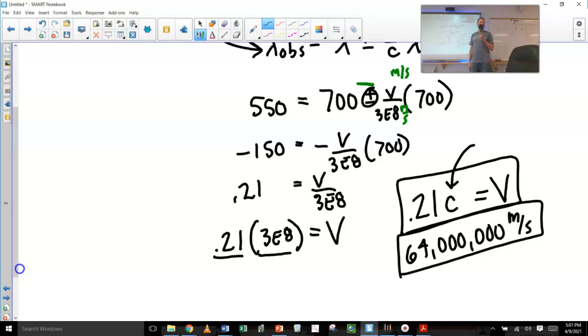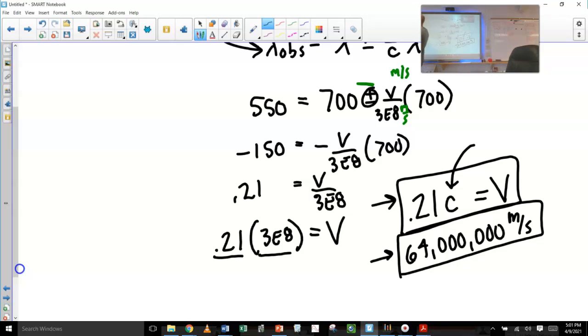That's really, really fast. And if you do go that fast, red will look green if you're traveling towards it. All sorts of other stuff happens to reality around you as you're going that fast too. But suffice to say, you can leave it as 0.21, or you can say 64 million meters per second.